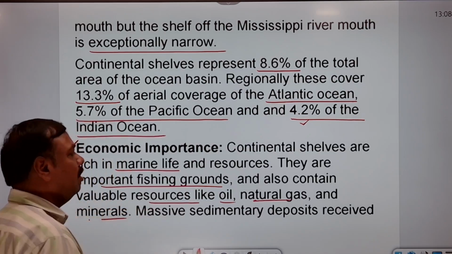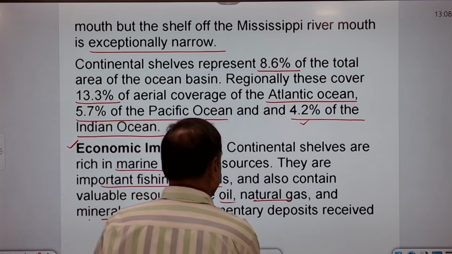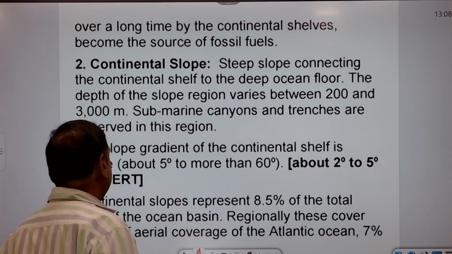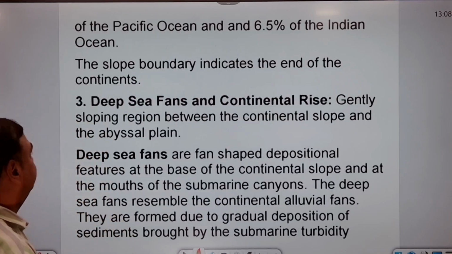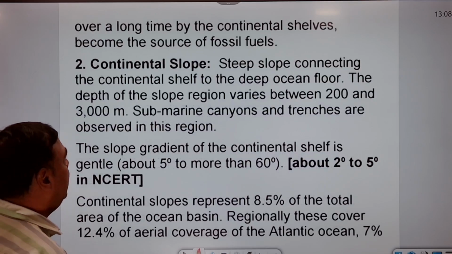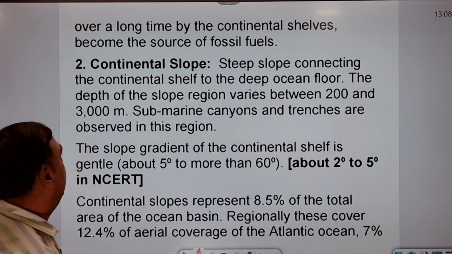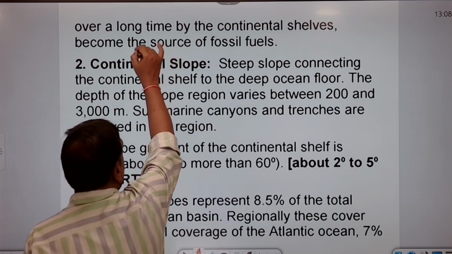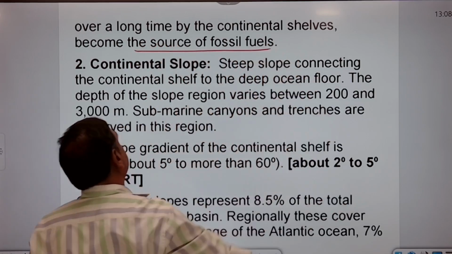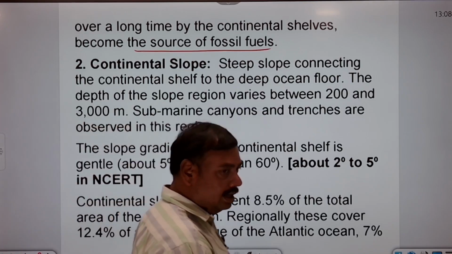Why is it so? Because massive sedimentary deposits are received by the continental shelf region. You can say deposition of such kinds of sediments for a longer time becomes the source of the fossil fuels, right. So these are the things which are related to the continental shelf.